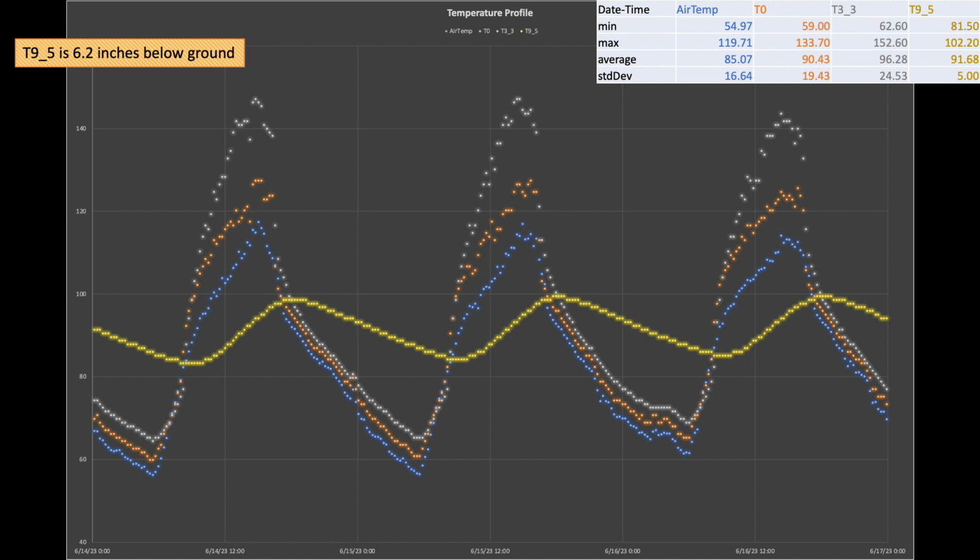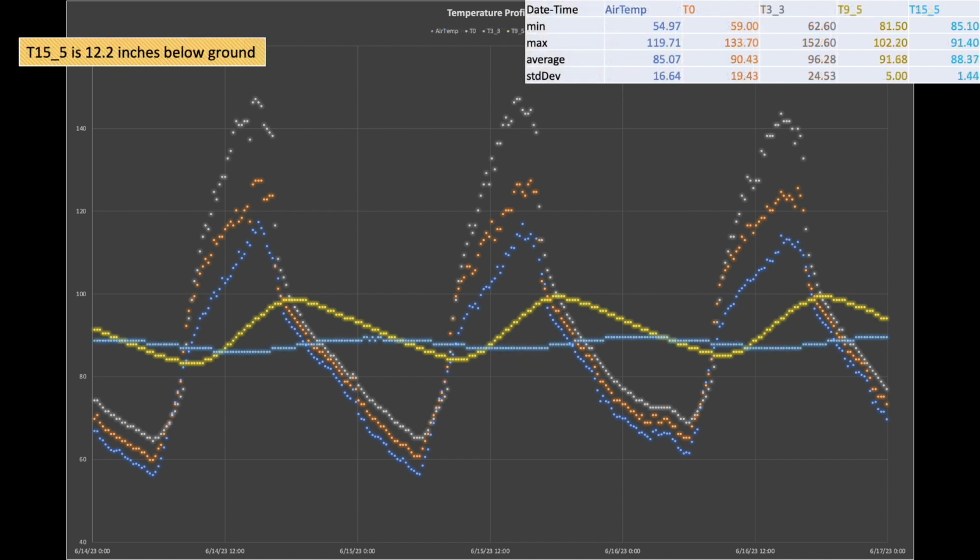It's also interesting to see how the temperature profile at depth lags what's taking place on the surface and the air, which is reasonable given the higher specific heat of the soil mass. And when I reach a depth of 12 inches, the temperature extremes are almost totally muted, with a max of 91.4 degrees Fahrenheit and a very low standard deviation of about 1.5 degrees for the full data set.